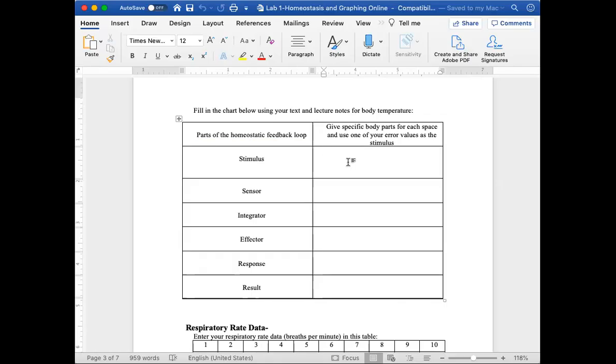And then confirm that it's correct with myself or one of the tutors, Richard, Diana, or Ernie. For summer, the tutors may be different for fall. So this could be an increase or decrease in body temperature, and then give me the sensor. Remember, it's going to be a receptor and give a location. And then the integrator, the effector, what did the effector do and what was the result.